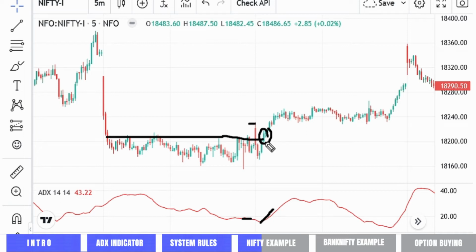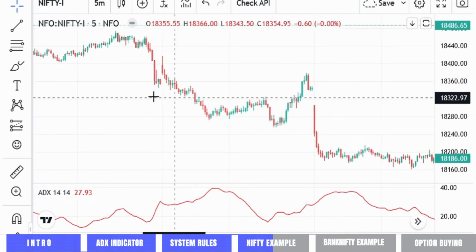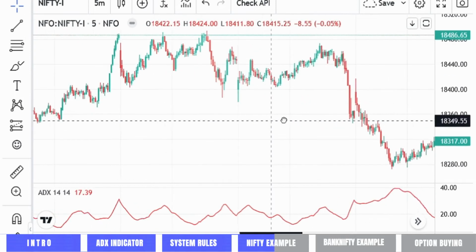We could have taken an entry and we could have come out here because the ADX stalled. So basically it started to go down again. So because of this, we could have taken an exit here. So it was a small scalping trade of almost 40-50 points in Nifty. Let us see one more example. We'll probably see one example of short trade this time. So let's see if we can get a good example.